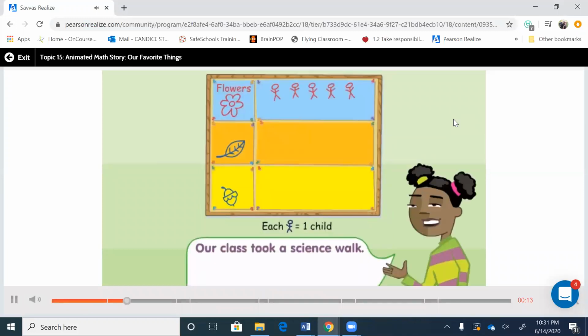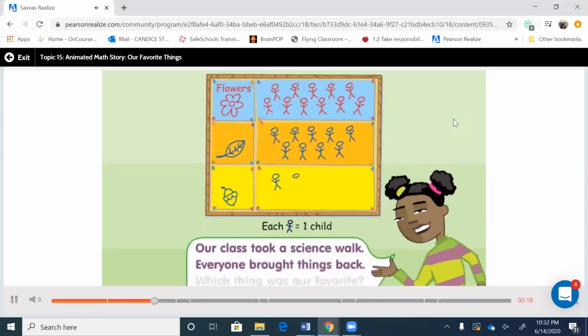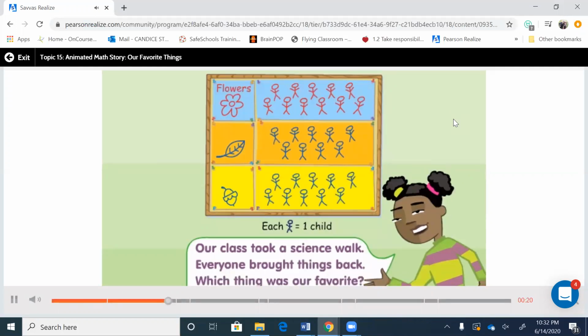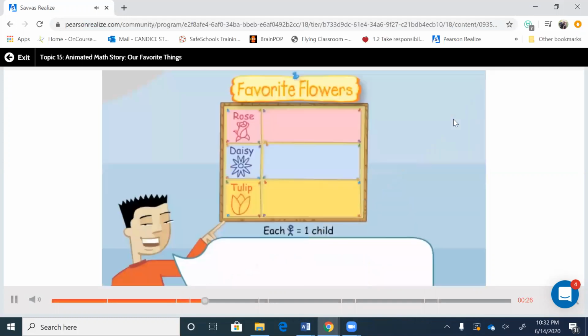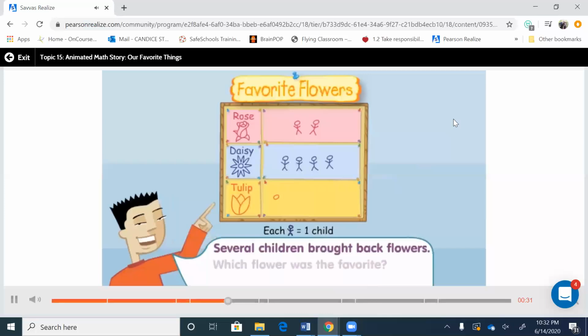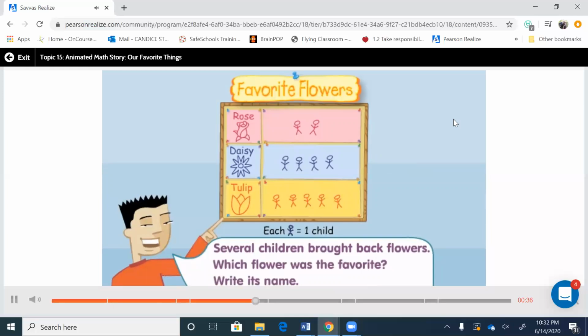Our class took a science walk. Everyone brought things back. Which thing was our favorite? Flowers. Several children brought back flowers. Which flower was the favorite? Write its name. Tulip.